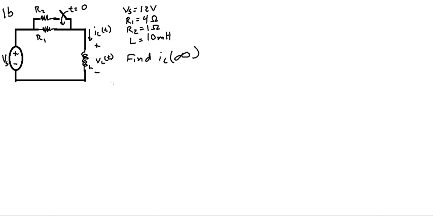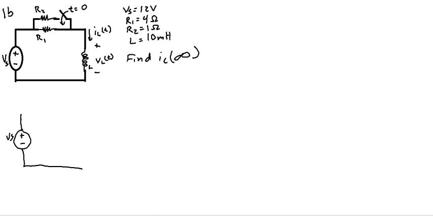Alright, so this is problem 1b. This time, instead of trying to find the steady state before the switch is closed, we're going to be looking at the steady state after the switch is closed. So, we've still got our voltage source.